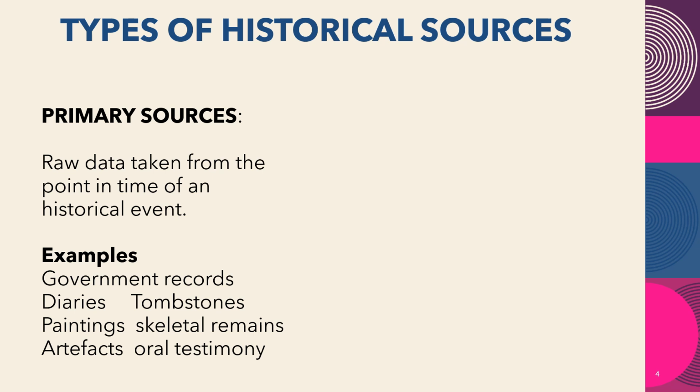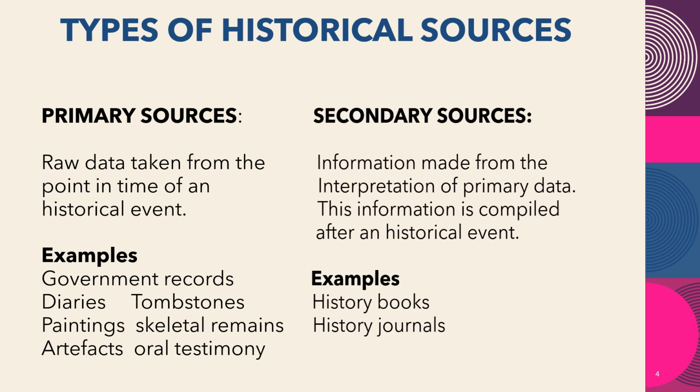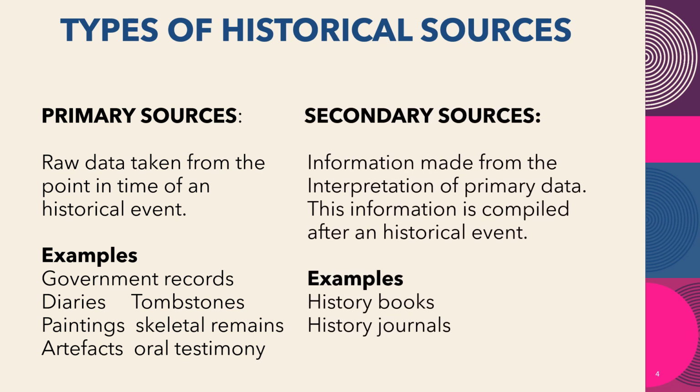Another type of source is secondary source. This is information made from the interpretation of primary data. This information is compiled after an historical event. For example, history books, history journals. As a result, historians would interpret information such as these that are classified as primary sources and create a book or write a journal.